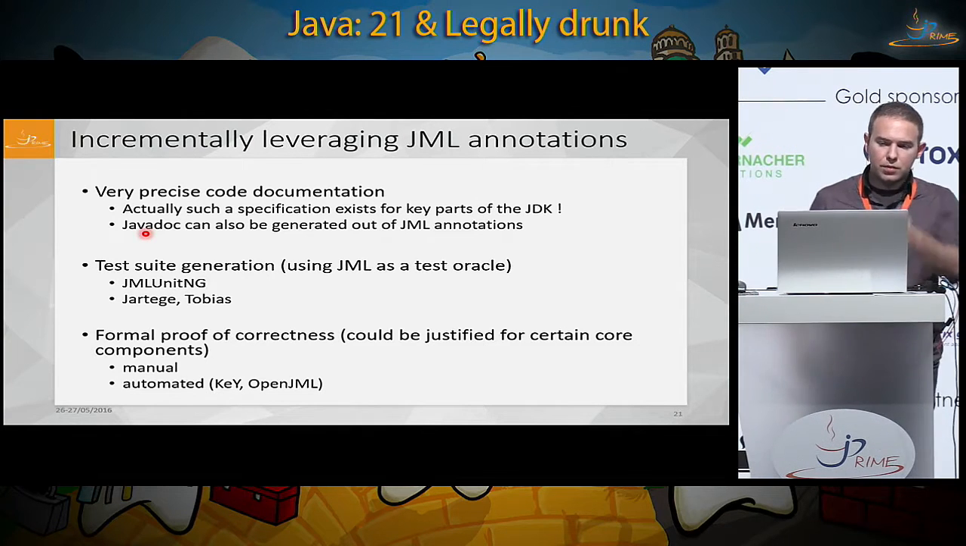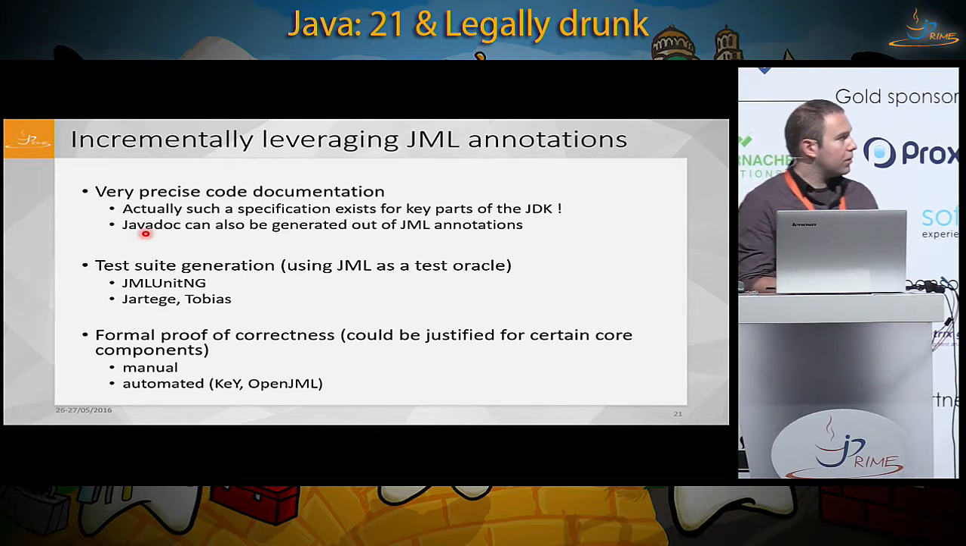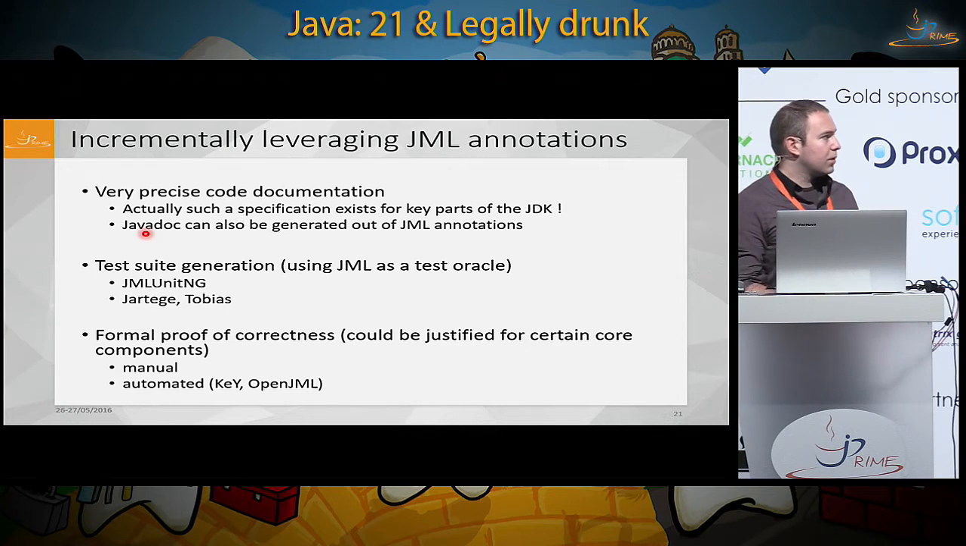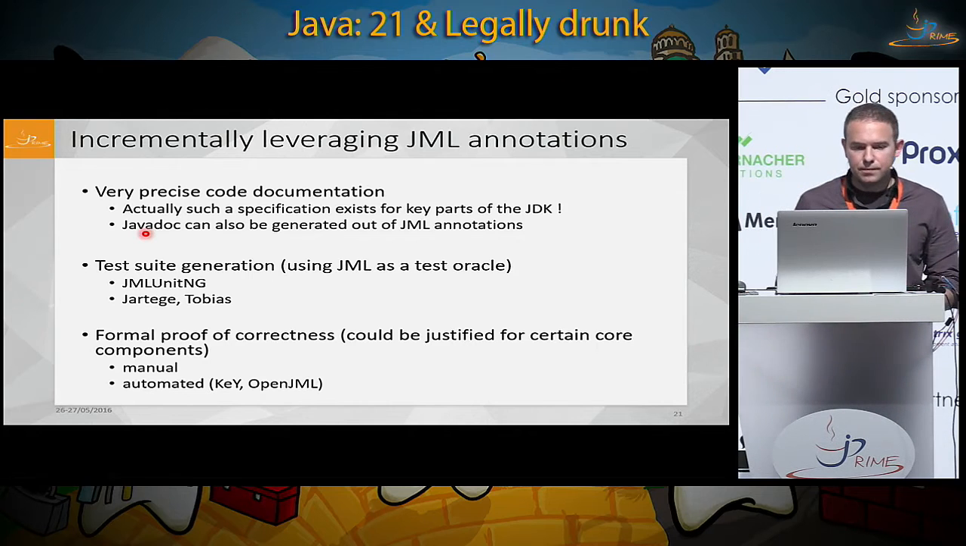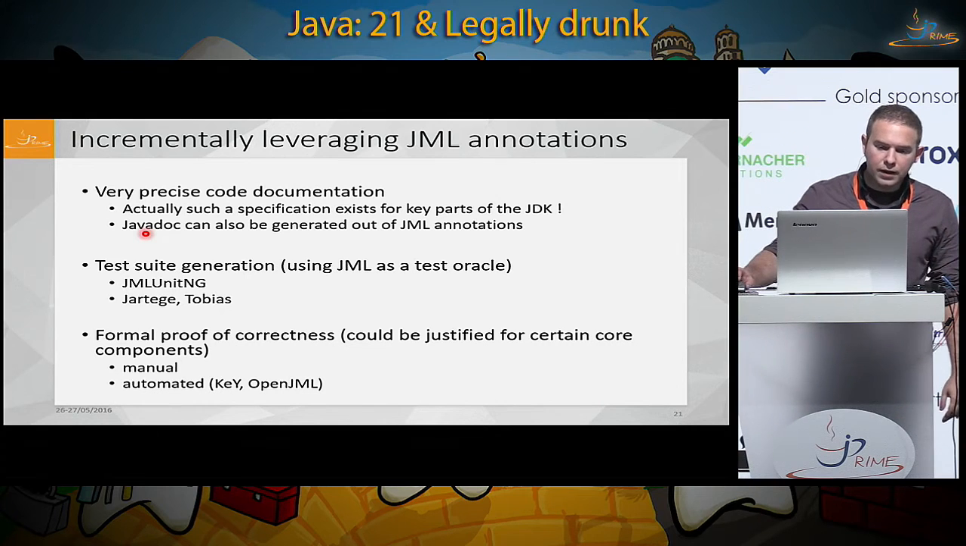And why am I talking about this? It's because the ultimate goal of what we want to do here is automated verification and proof, but it's a daunting task. So I want to show you that we can split it into achievable middle goals. The first thing that we can achieve in such a way is very precise code documentation, which is the first bullet here.